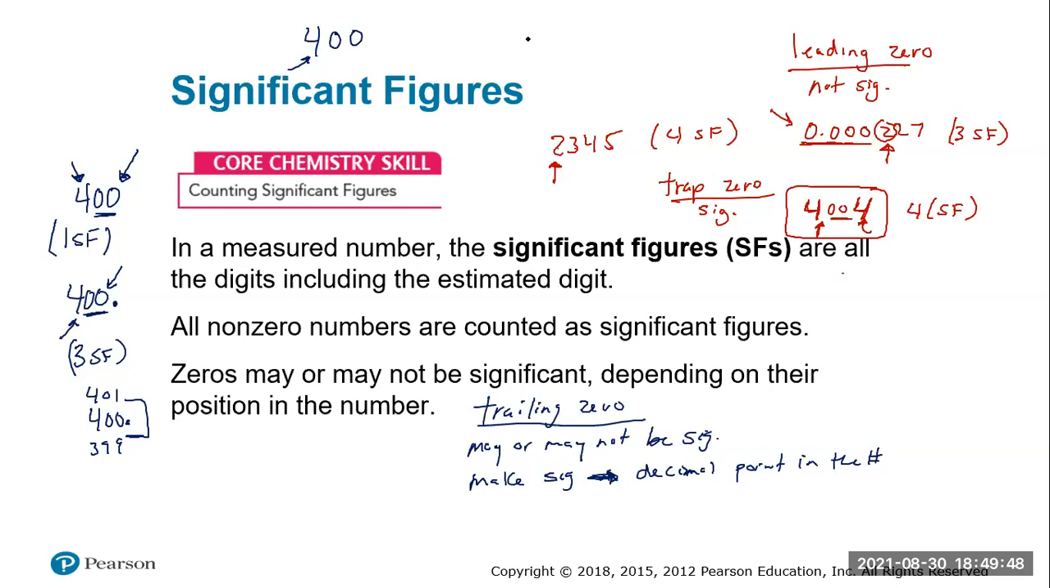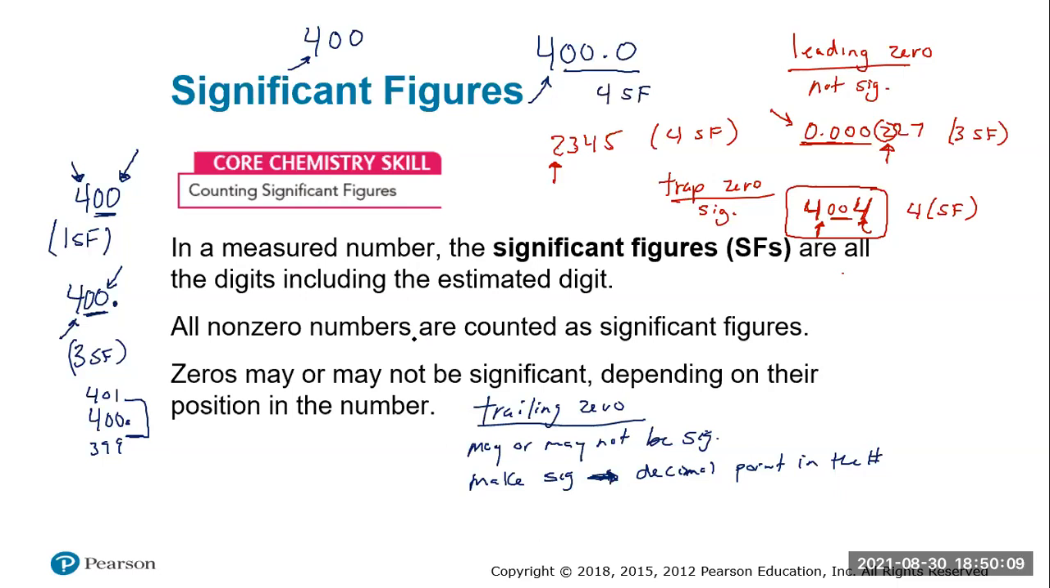Professor, if the number was 400.0, would that make it 4 significant figures? It would, yeah. Again, here we would start counting at the 4. All these zeros would be significant, and it would have 4 significant figures in that particular case.